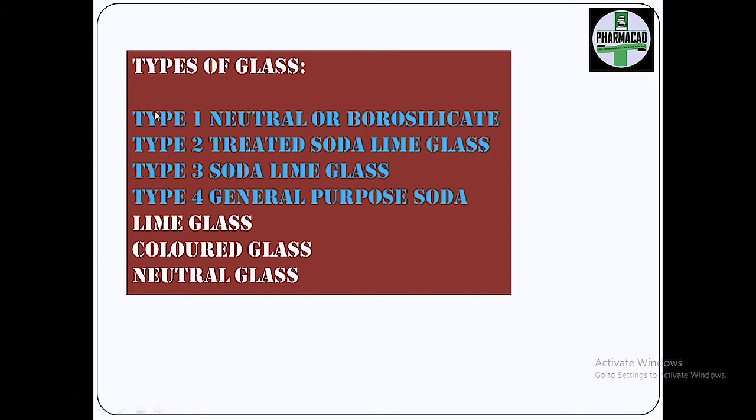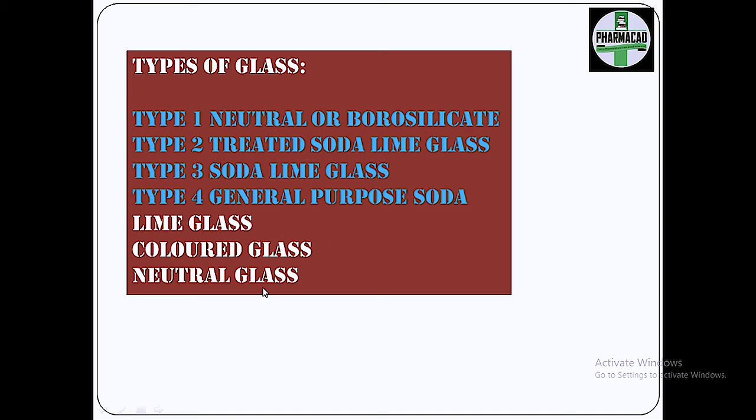Basically it is categorized into 4 types, and also we have lime glass, colored glass, and neutral glass, but the major type is 4. One is neutral or borosilicate. This is the strongest one. Then we have treated soda lime glass. Then we have soda lime glass and general purpose soda.